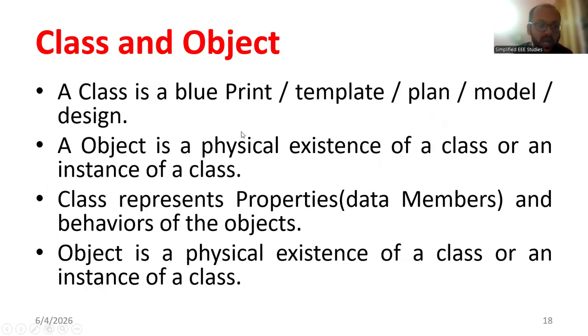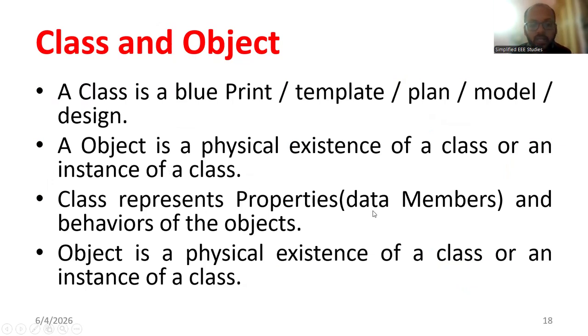So let us see, class is a blueprint, template, plan or a model. For example, before constructing a building, we have a plan, right? That plan is generally called a class. After that, the contractor and engineers are going to construct the building. That building is actually called a real-time object. I think you understood. An object is a physical existence of a class, or an instance of the class.